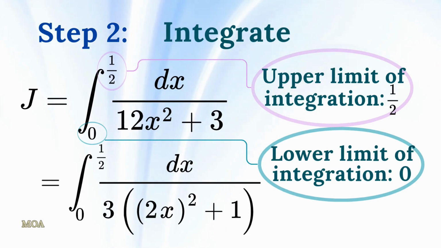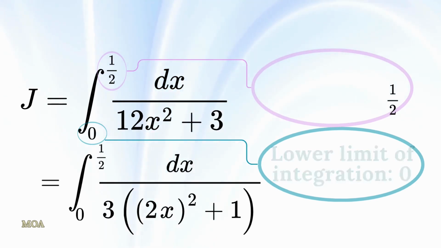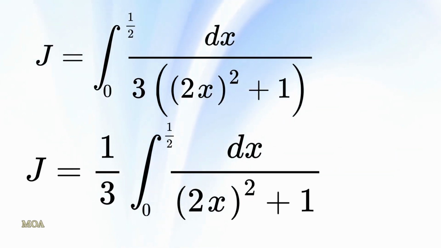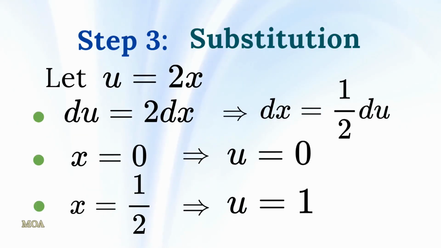Since 1 over 3 is a constant, we move it outside the integral. This gives J equals 1 over 3 times the integral of 1 over the quantity 2x, all squared, plus 1, from 0 to 1/2. Now, in step 3, we apply the method of substitution.